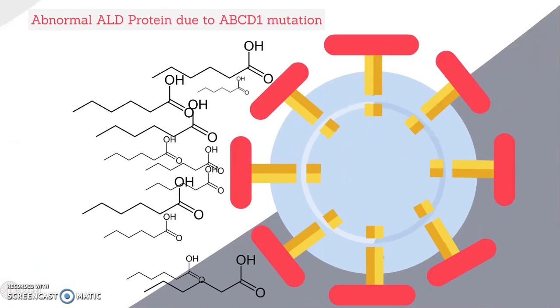When the body cannot produce functional ALD protein because of the mutation of the ABCD1 gene, very long-chain fatty acids cannot enter the peroxisome. And if these VLCFAs are not able to enter, the peroxisome cannot metabolize these fatty acid chains, so they will accumulate in the body. This accumulation of VLCFAs is very toxic to certain cells.